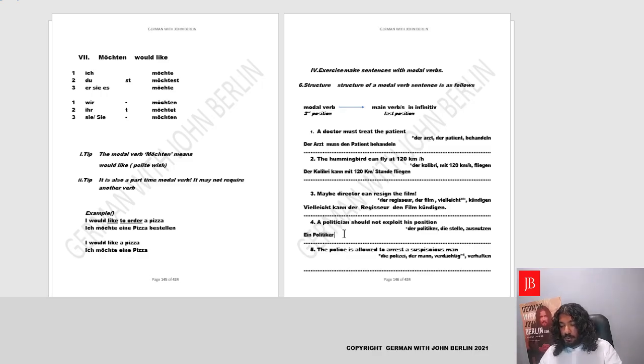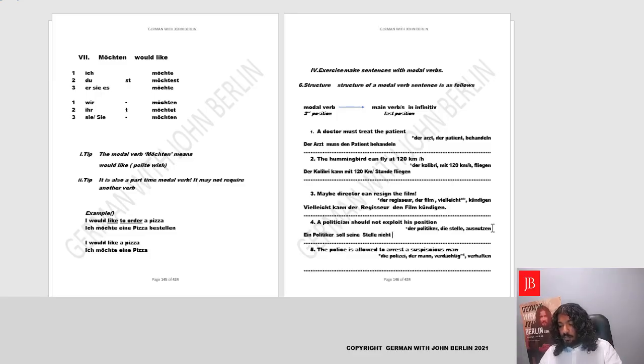So should, we already know the verb is sollen, conjugated for third person. Ich soll, du sollst, er soll. Ein Politiker soll, what should he not exploit? His position, that's die Stelle. So first we'll write die Stelle, den, die, das, die, accusative. It's feminine, so den, die. But we don't want the, we need his. So we'll go to the possessive pronoun, which is his, and we'll add the e. So it'll become seine Stelle. Ein Politiker soll seine Stelle nicht.